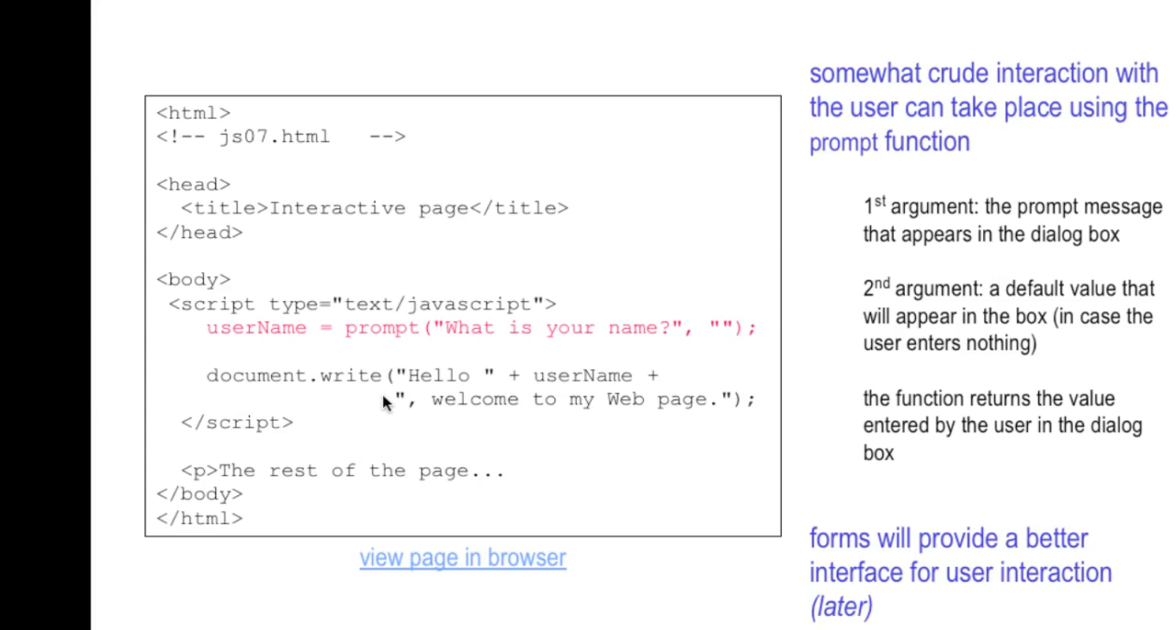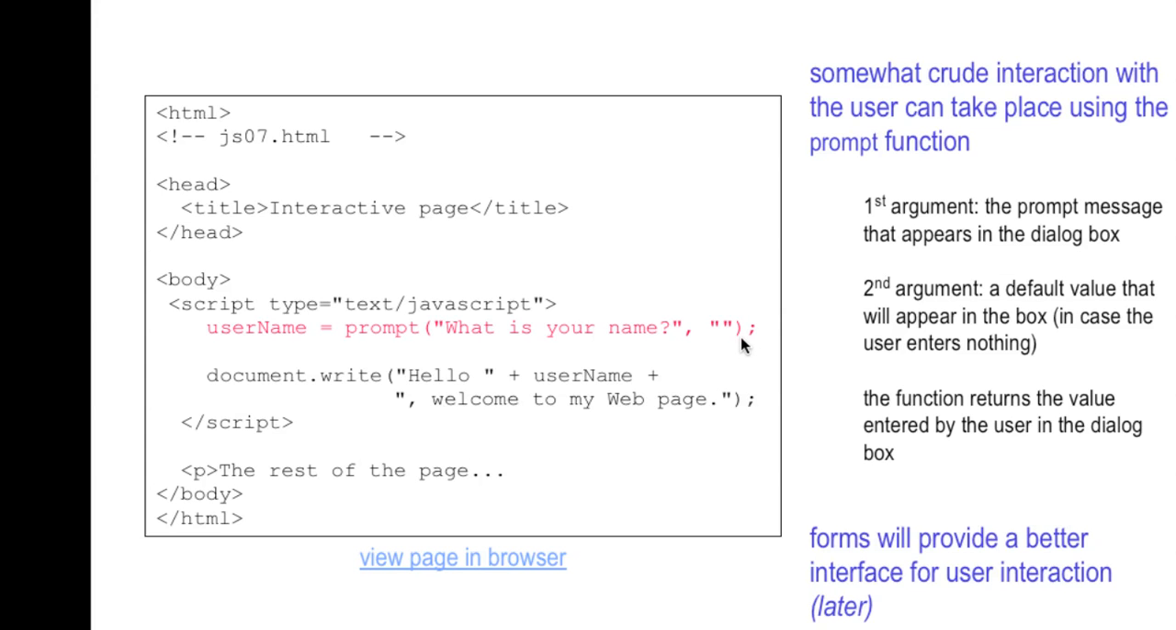So here we have our prompt, which is our first argument, and it's what's going to appear in the dialog box. The second argument is the default value that will appear in the box in case the user enters nothing. So if nothing is entered, then nothing's going to be entered. Here's the second value. So in the prompt we have one, comma, another. So we have two values.